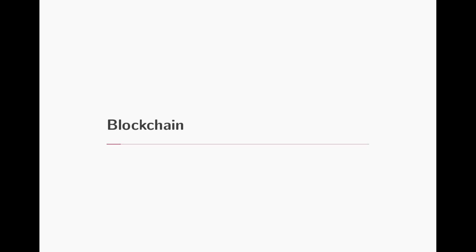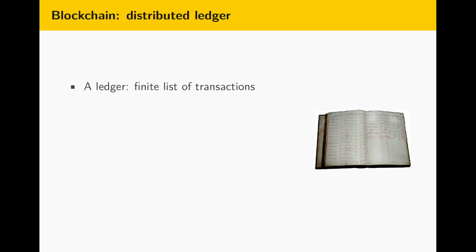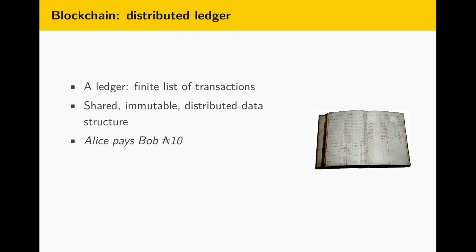Let me give you just a brief description of what a blockchain is. For the purposes of this talk, you can think of a blockchain as just a list of transactions, just like it used to be in a traditional ledger. However, this data structure has some specific properties. It is a shared, immutable, and distributed data structure. And what does a transaction look like? Well, it's just something like this. Alice pays Bob a certain amount of ADA.